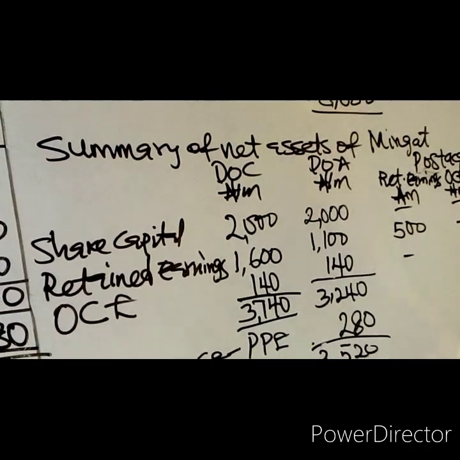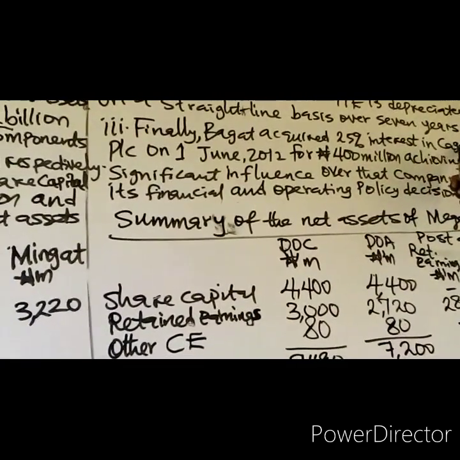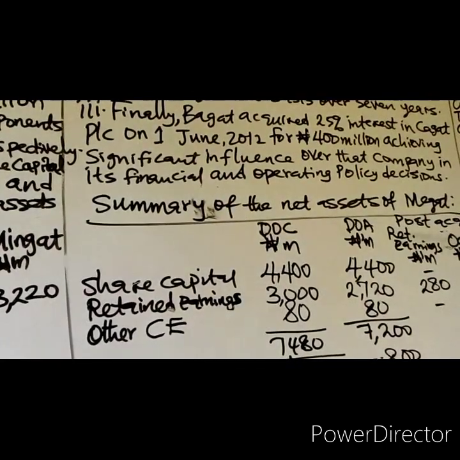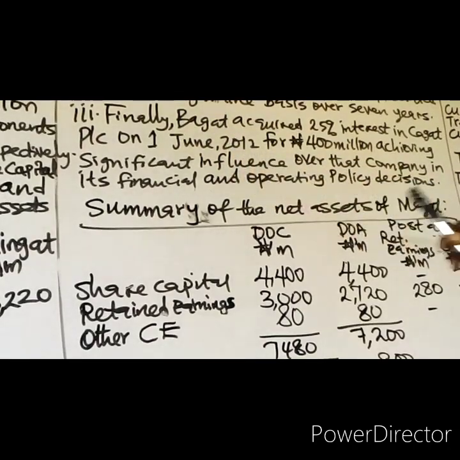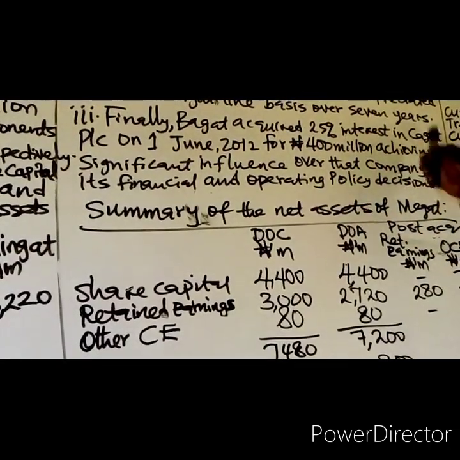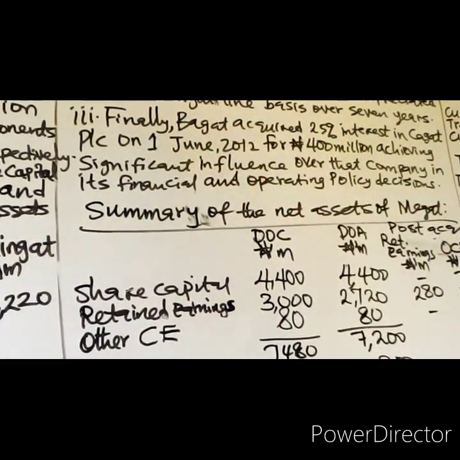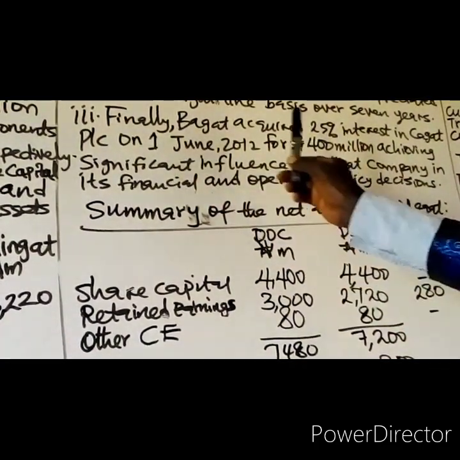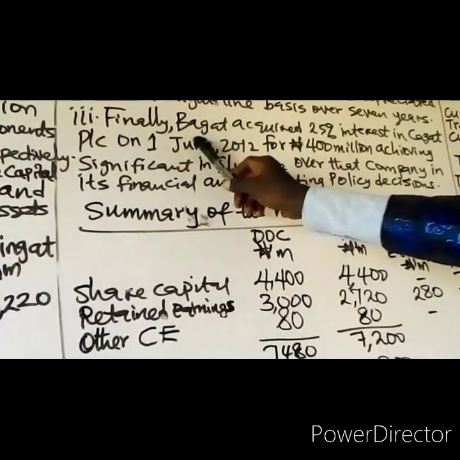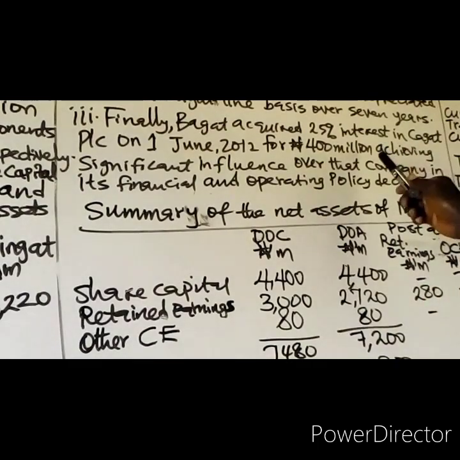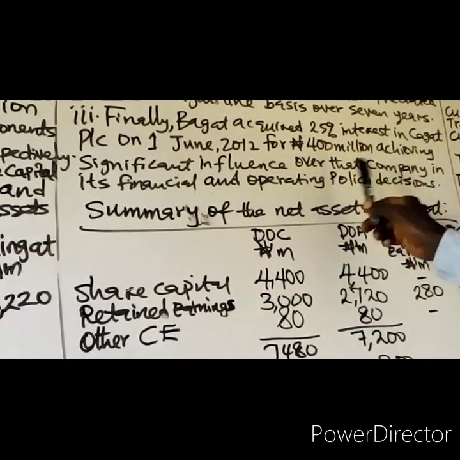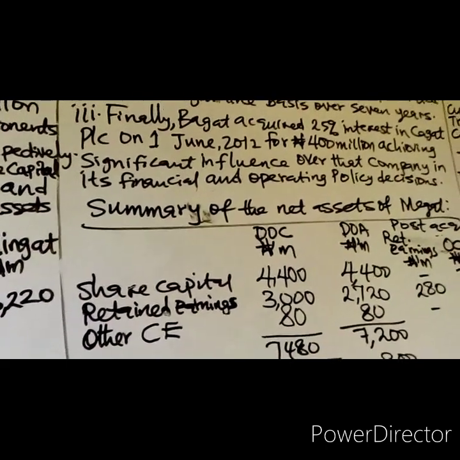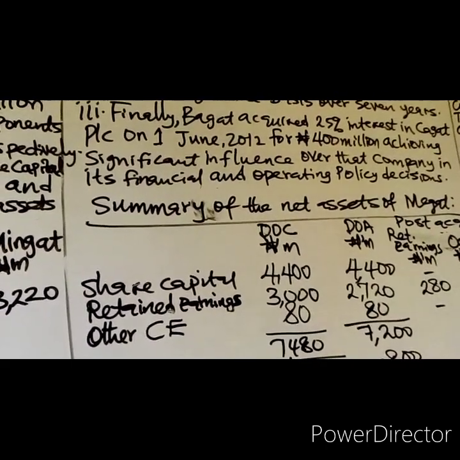The next thing, note 3, is about the acquisition of Kagat. Finally, Bagat acquired 25% interest in Kagat. This 25% only gives Bagat a significant influence. So that is to show that Kagat PLC is an associate of Bagat. Since Kagat is an associate of Bagat, we are going to use the equity method to account for the investment of Bagat in Kagat. Under the equity method, you have the cost of the investment plus share of post-acquisition profit. That will give you the amount of investment that will be reported in the consolidated statements of financial position.